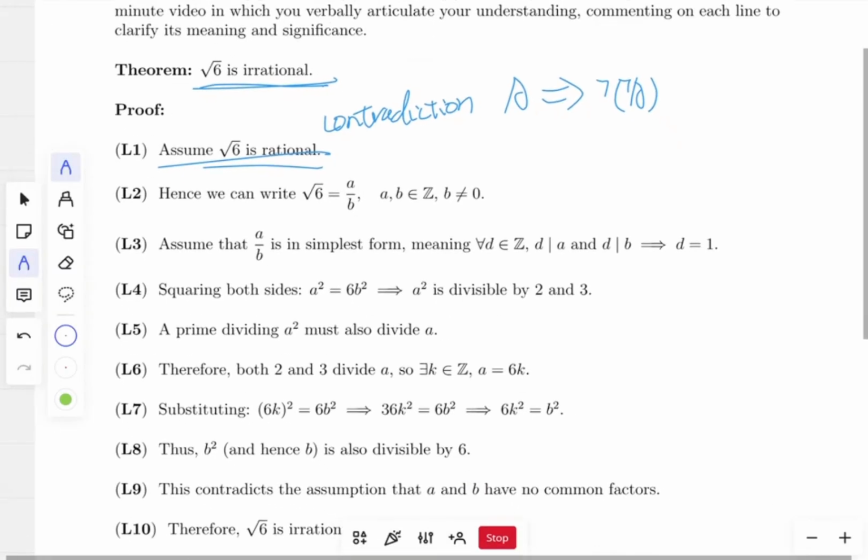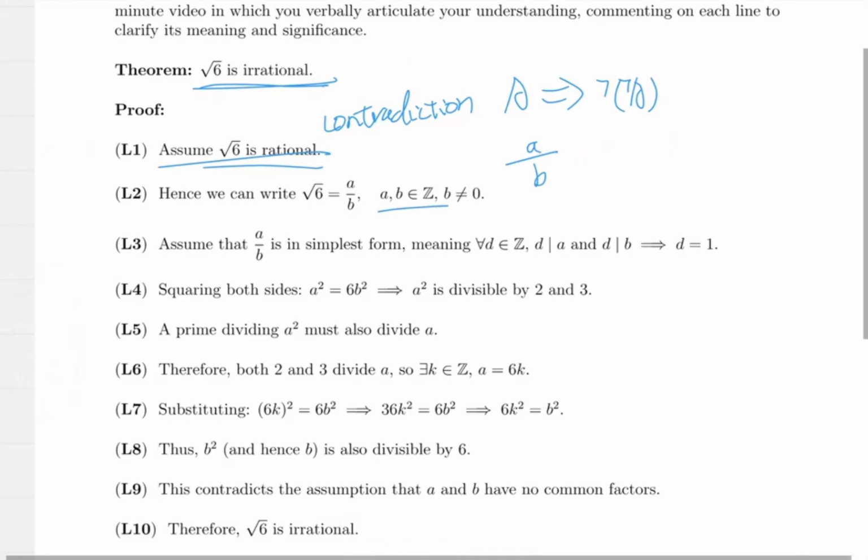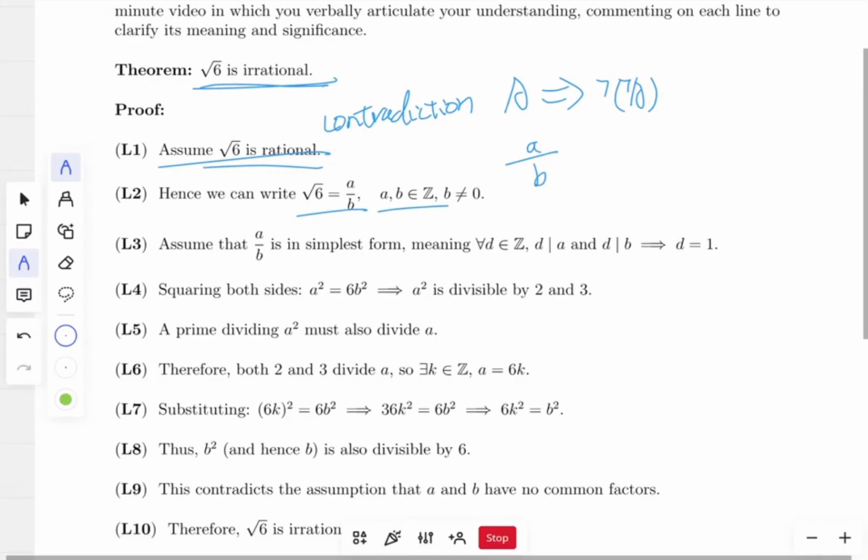And second step, we know the definition of a rational number. We can write it in the form a divided by b, where a and b both are integers. Therefore, we can write square root 6 equals a over b, due to we assume square root 6 is a rational number.